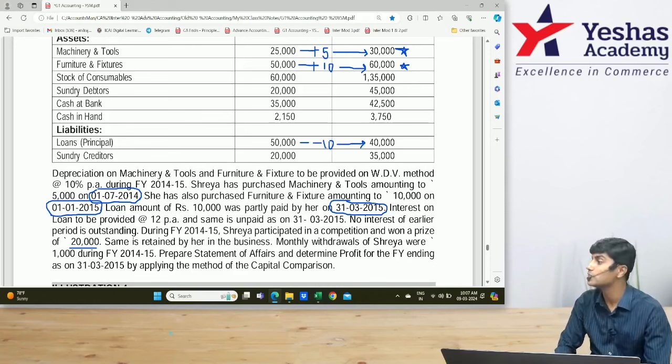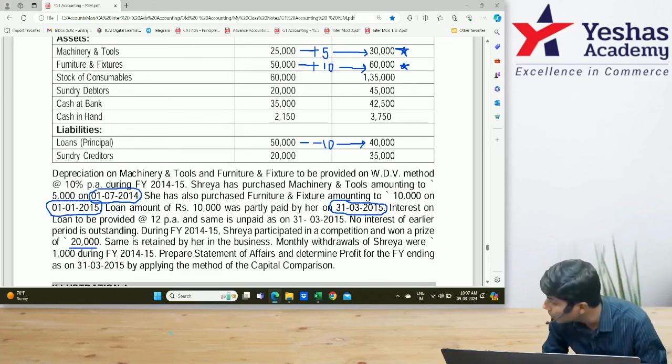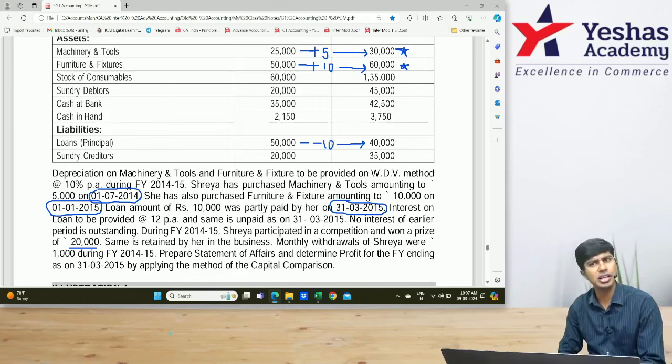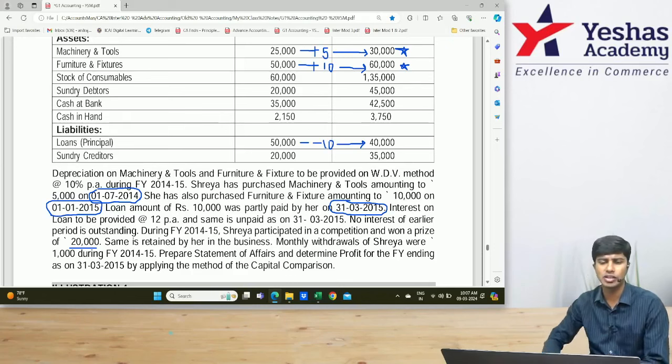But she has put it into the business. This is additional capital. Everyone understood that this is additional capital? Very good. What's after that? Same is retained by her in the business. Like Karna, she sacrificed her 20,000 rupees for the business.